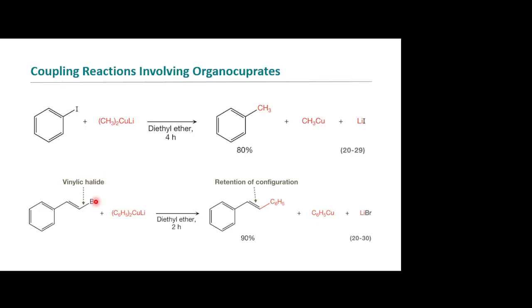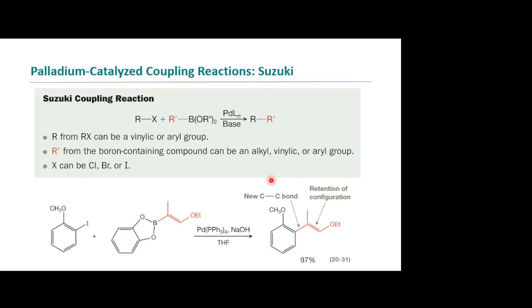This is vinylic halide. Again, this is the one off a double bond. And so we add, in this case, we're adding a benzene ring to it on the other side, which is that red group right there. And we get 90% yield after 2 hours in diethyl ether. Anybody have any questions there? Did I lose anybody? Okay.